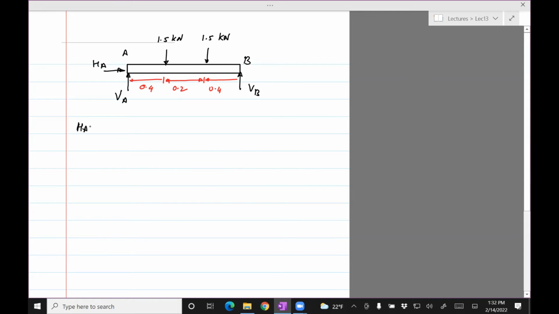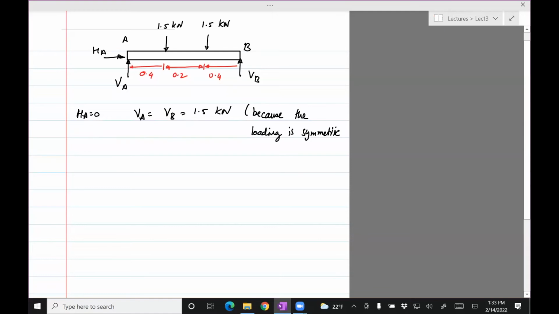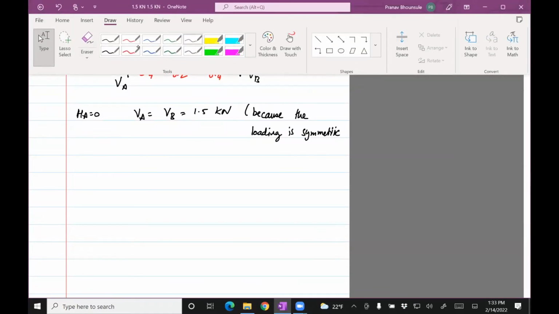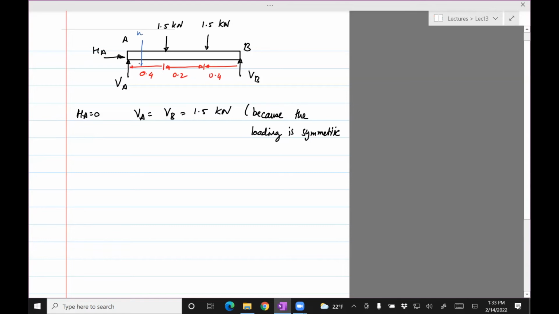So HA is 0. VA equals VB equals 1.5 kilonewtons, because the loading is symmetric. So NN was here. We need to find basically the shear force between A and the first load.